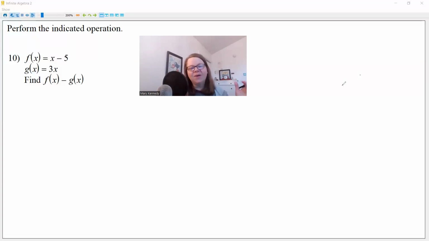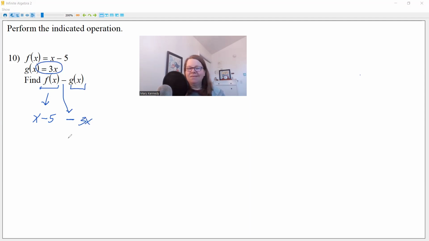All right, here's another question from a student doing composition of functions. This time, though, it says to subtract the two functions. And so we're going to just try to plug in as simply as we can. So f of x equals x minus 5. So I'm substituting f of x with what it's equal to, x minus 5, minus, I'll bring that down, and then g of x. G of x is just 3x.